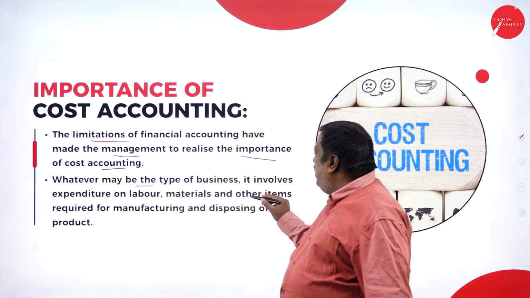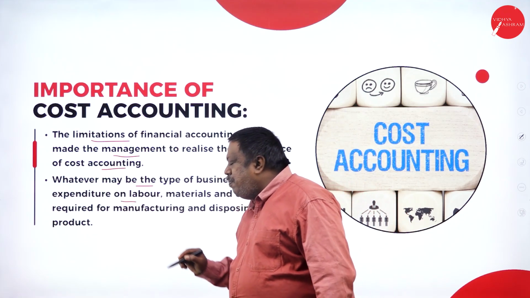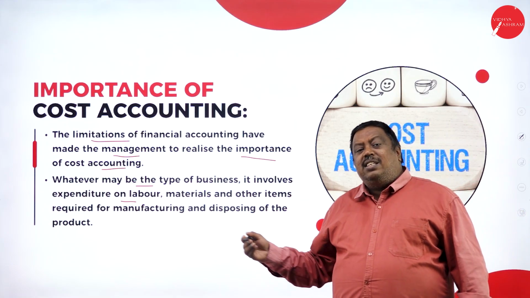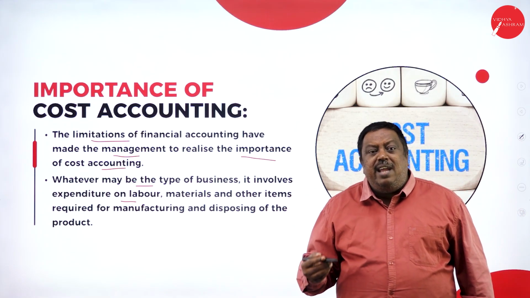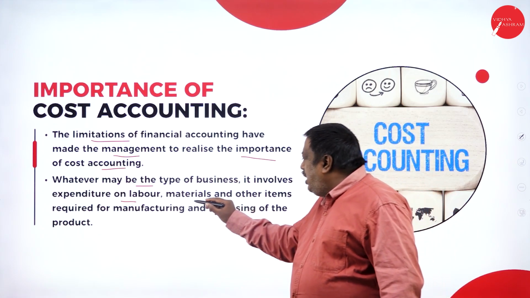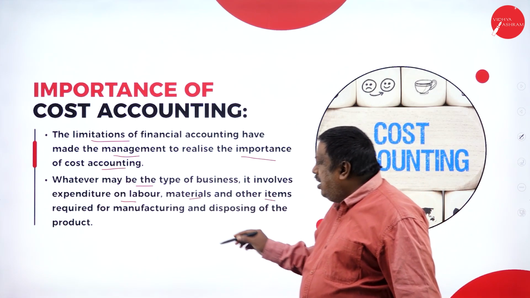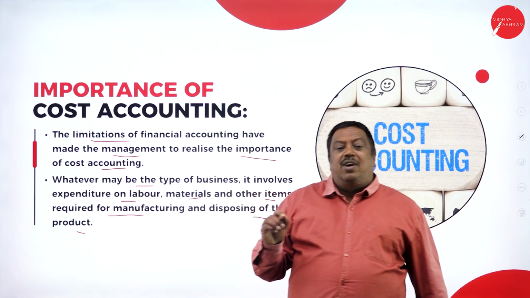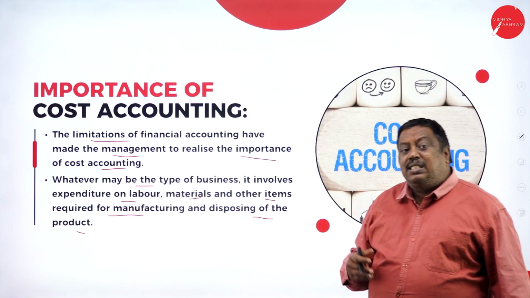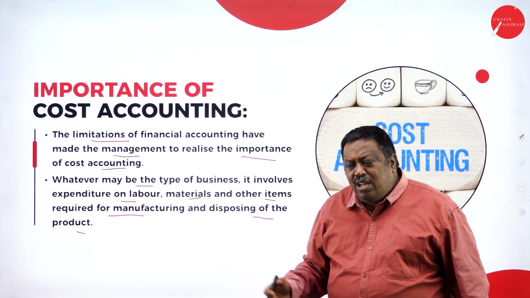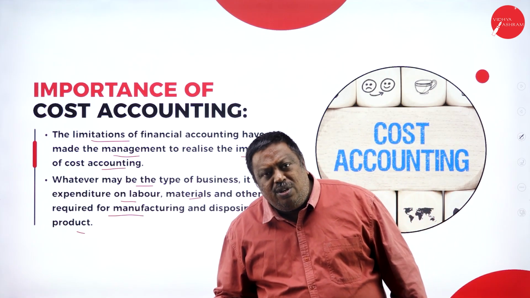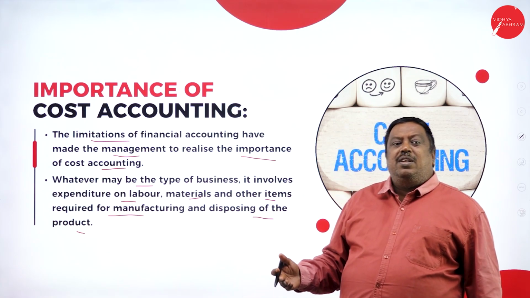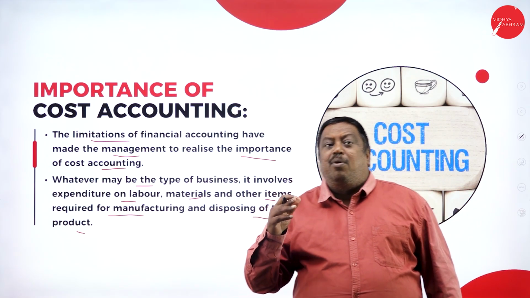Whatever may be the type of business, it involves expenditure on labor. For example, even a normal person in the retail business has an expenditure of labor. He has to pay the salary for the employees. And the expenditure for materials and other items required for the manufacturing and disposing of the product here. So, for conversion of raw material to finished goods, several amounts of expenditure will be incurred, and even in the normal course of business, expenditure is incurred for labor or material or any other expenditure in the process of earning profit here.